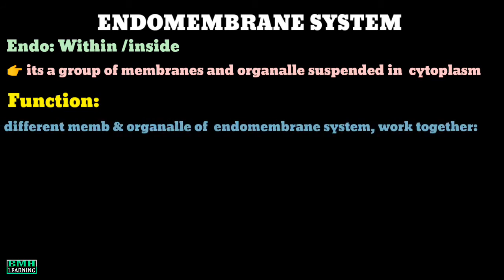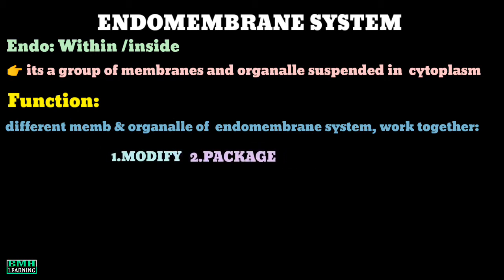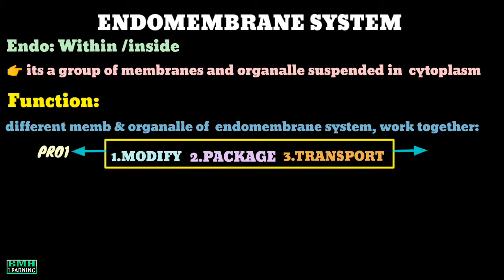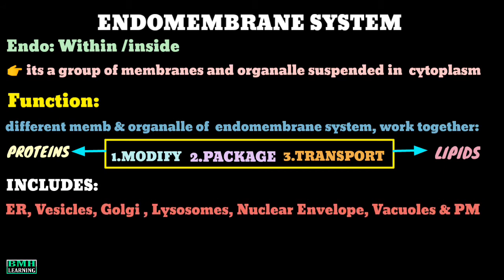The different membranes and organelles of the endomembrane system work together mainly to modify, package, and transport the proteins and lipids. The endomembrane system includes endoplasmic reticulum, vesicles, Golgi apparatus, lysosomes, nuclear envelope, vacuoles, plasma membrane. Although the plasma membrane is not technically within the cell, it is still included in the endomembrane system because you will see it interacts with the other endomembranous organelles.